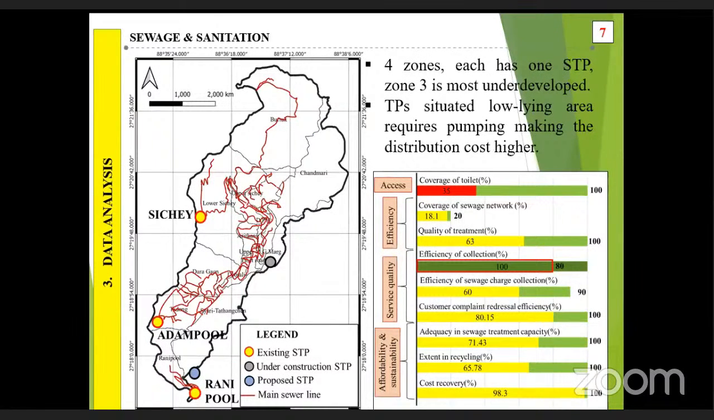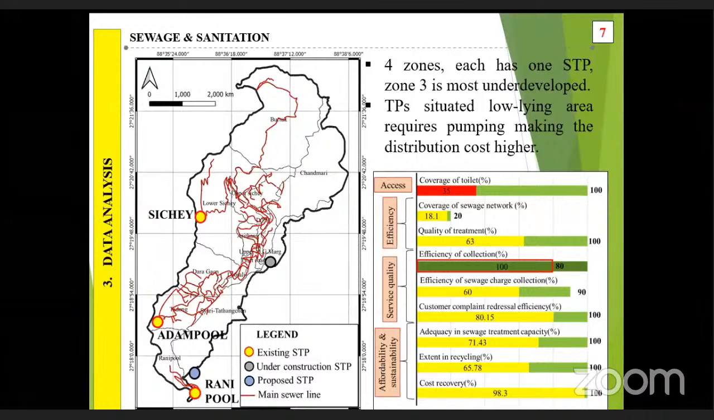Sewage and sanitation network. The sewage and sanitation network of Gangtok is divided into four zones: lower left, that is zone one; lower right, that is zone two; upper right, that is zone three; and upper left, that is zone four. Each zone has one sewage treatment plant, and zone three is the most underdeveloped.